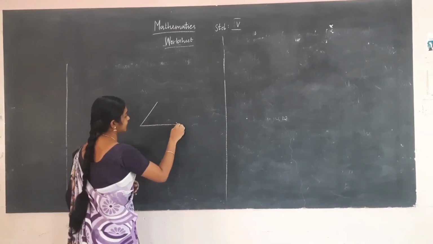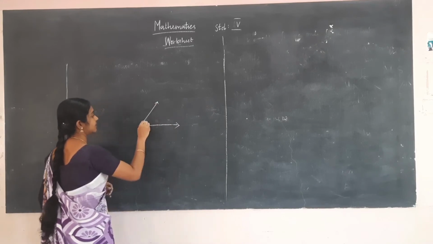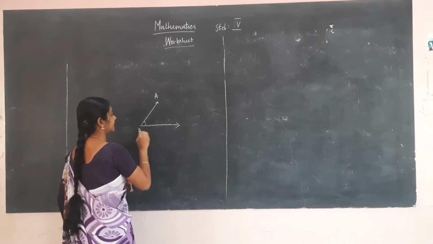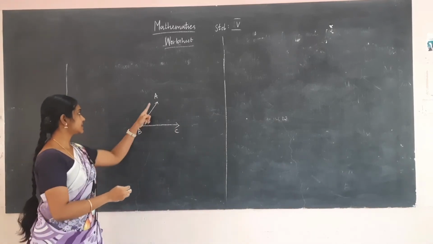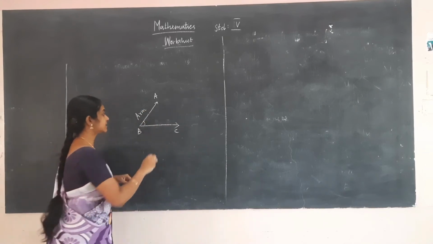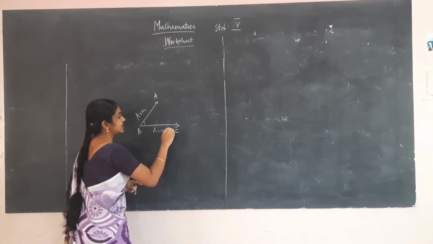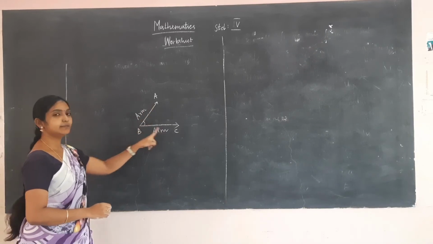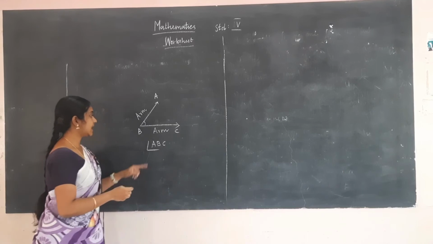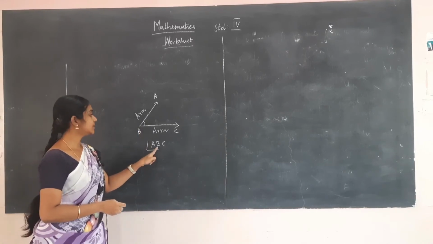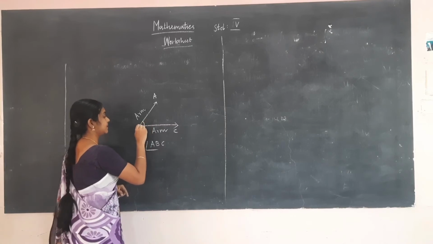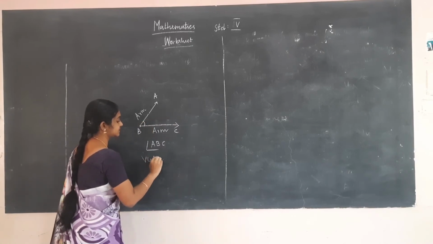When two rays are joined together, let us name them as A, B, C. AB is the arm, BC is another arm. So we have to write this angle as angle ABC. The angle is formed in B. So B should be written in between A and C. B is the vertex.